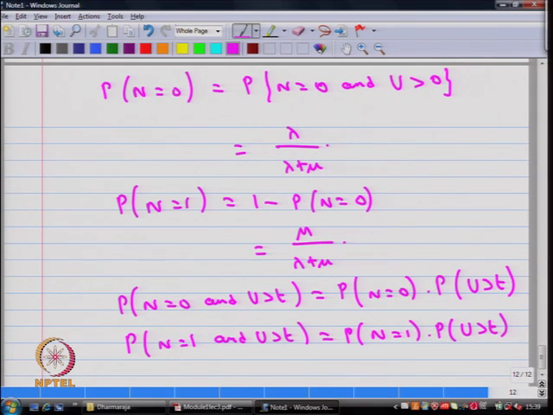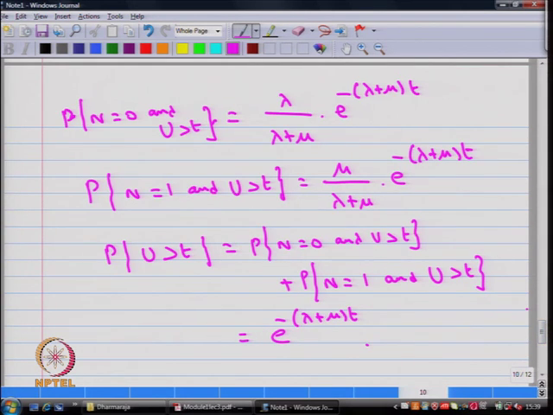So that you can edit it in between. You can say it here. Now you can continue that. From this example we also see that, in this example we observe that N and U are independent random variables, and also by seeing the probability of U greater than t, that is e power minus (lambda plus mu) t, you can conclude U is an exponential distribution with the parameter lambda plus mu.